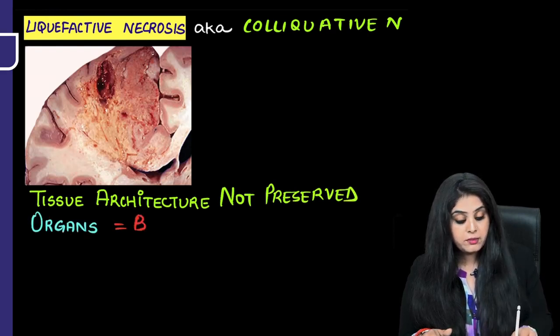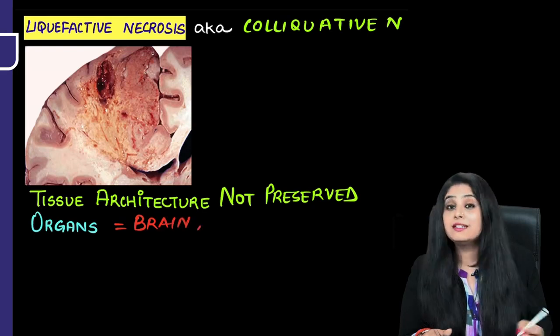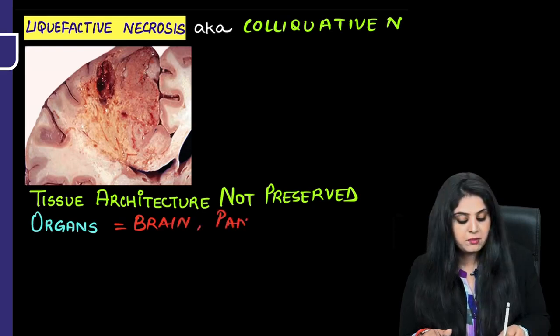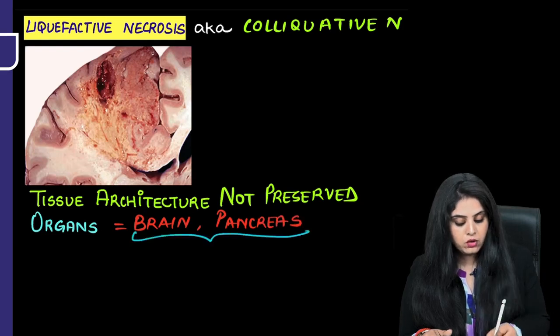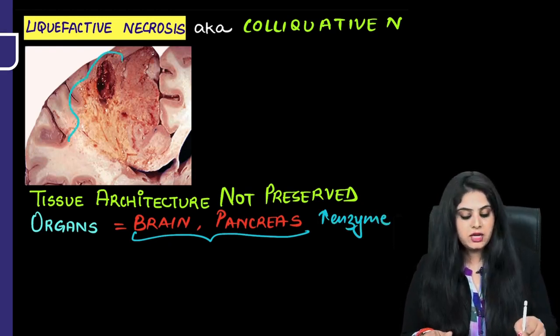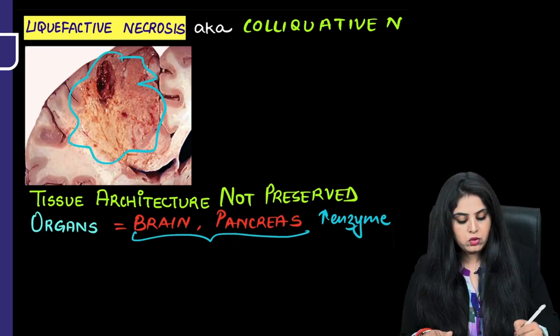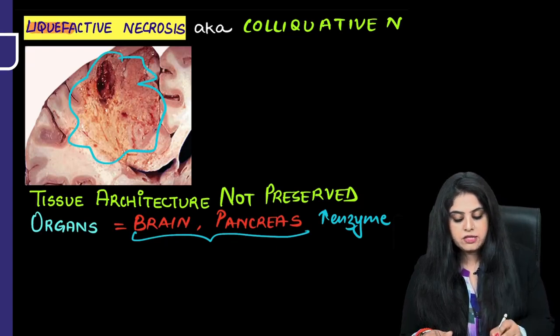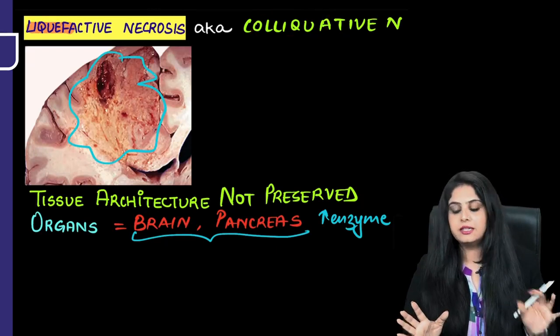And what are the organs in which you're going to identify this? This is seen, what is above you, that is in brain. So it will be seen in a case of stroke. It can also be seen in pancreas, like a case of pancreatitis. Basically, all those organs in which there is high enzymatic activity, like brain and pancreas, tend to become liquefied, known as either liquefactive or colliquative.